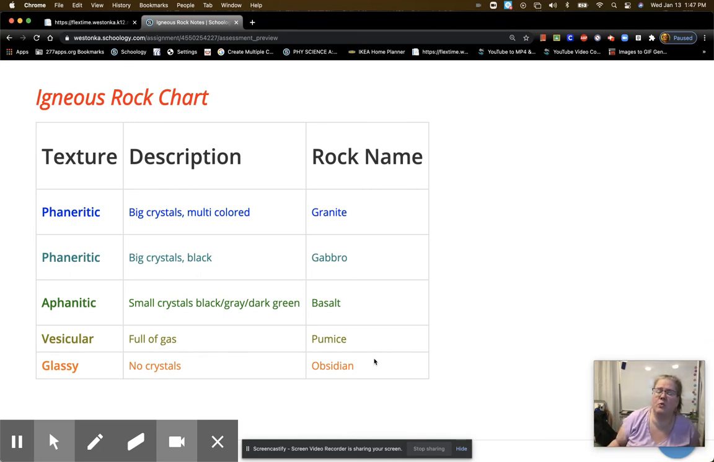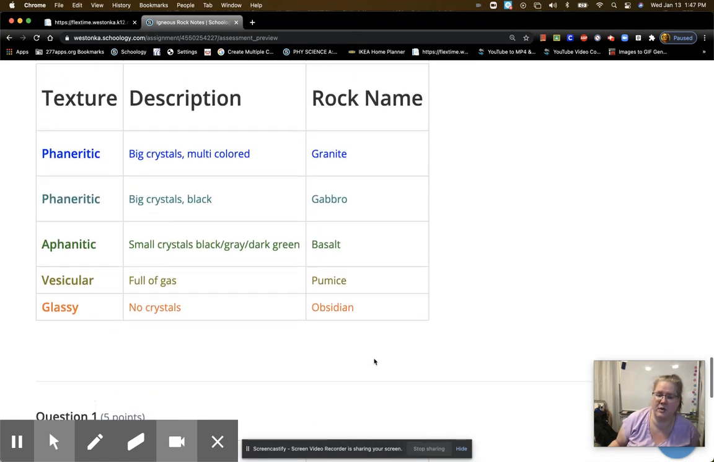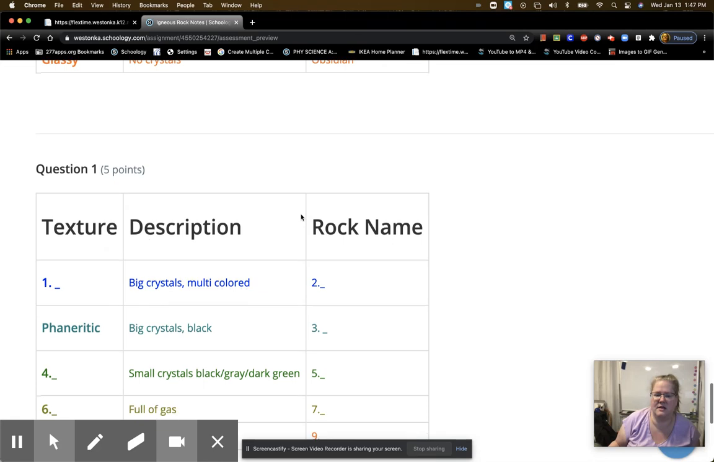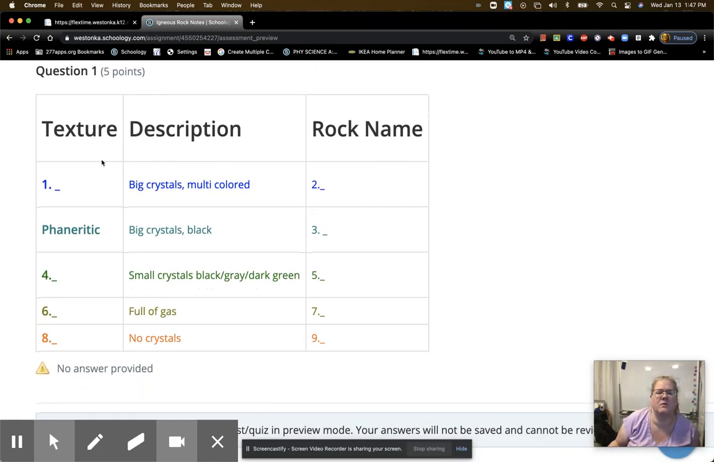This chart would be great to see on the test. In fact, if I were you, I would make sure you copy down a chart like this so that you can use it on the test. And so this is, I'm giving you some information. In this case, I told you the second phaneritic, that's big crystals and black in color. Remember, that's gabbro. But my recommendation is, for this assignment, the set of notes, I'm giving you unlimited attempts. It keeps the highest score. But you should practice this right before the test. In fact, you should practice this as soon as you take it.